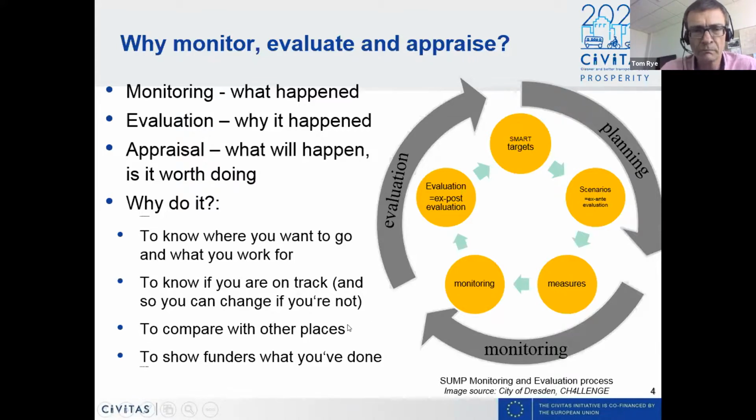It can be useful in some circumstances also to compare what you're doing with other places or how well you've done compared with other places. And that includes showing funders that you've achieved what you said you would. And that can, of course, be pretty important in the SUMP situation where maybe national governments or the European Union are providing money for measures in SUMPs. You need to be able to show them, yeah, we achieved what we said we were going to do, because that will help you get more money in the future.